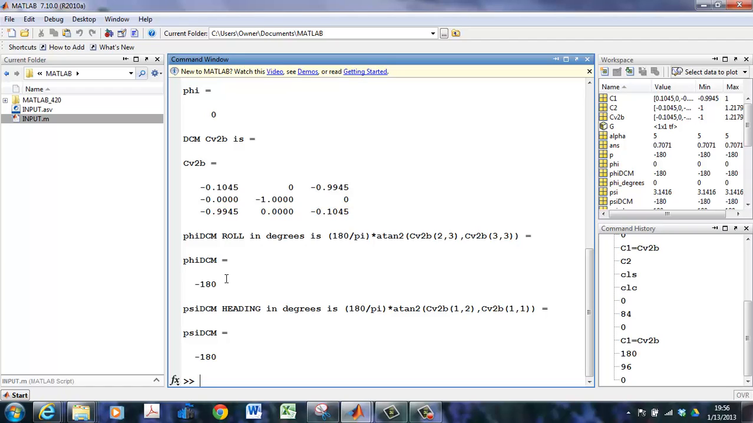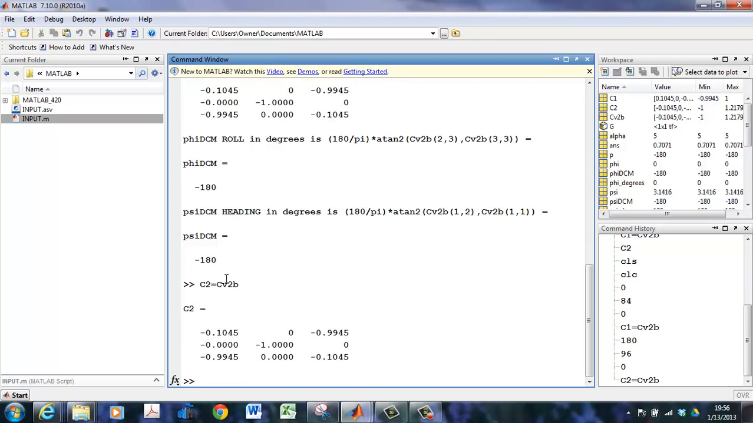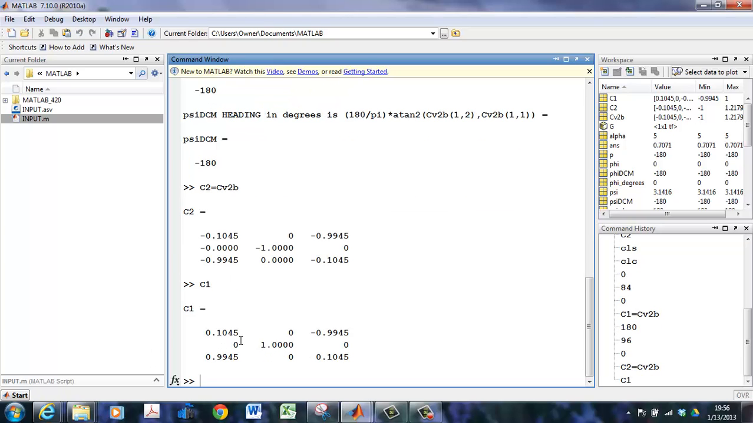But now let's set this equal to C2 equals Cv2b. And now let's compare C1 and C2. So here is the matrix right after the aircraft's gone vertical, and here's the matrix right before it's gone vertical. If we're computing the roll angle, we're looking at element 2,3, on the second row, third column, over 3,3. Then you can see as the aircraft goes from 84 to 96 degrees, 0.1045 goes to minus 0.1045, so it's going to go through zero.